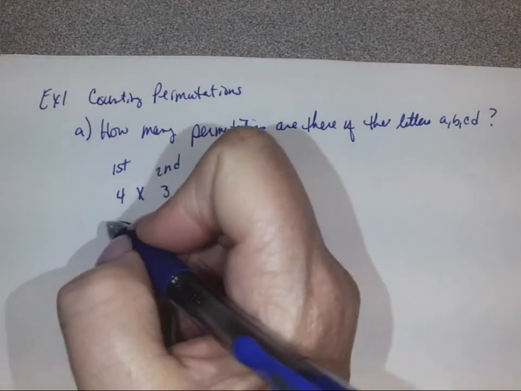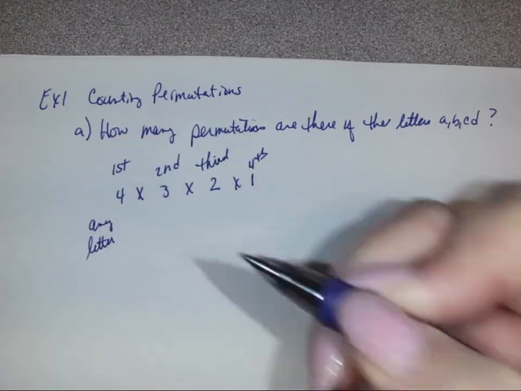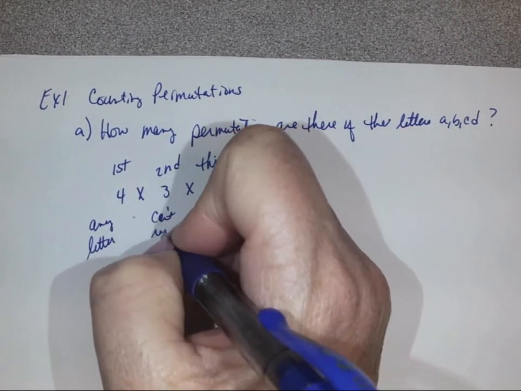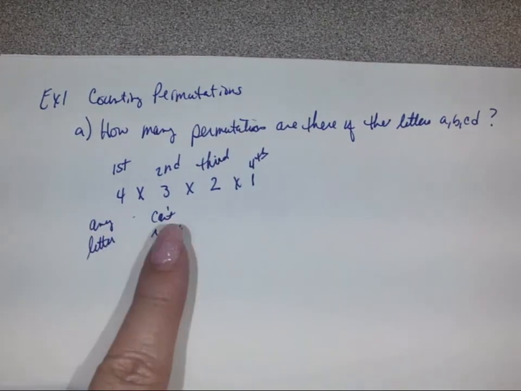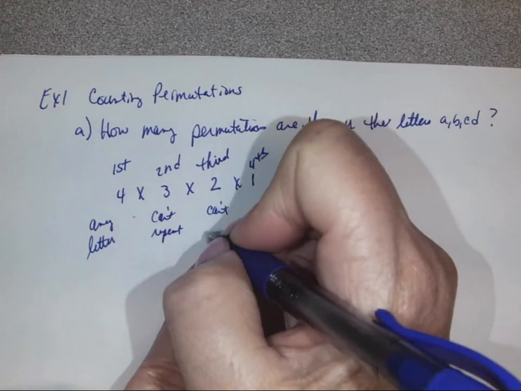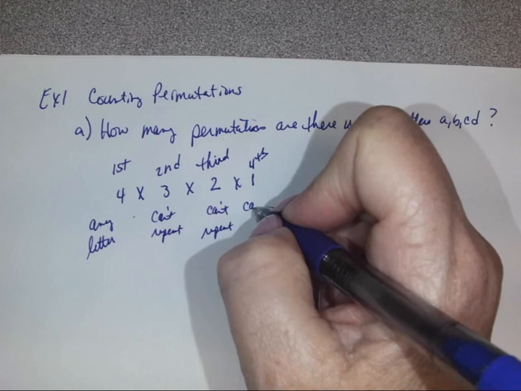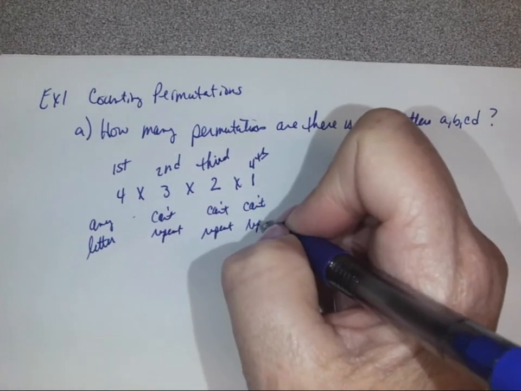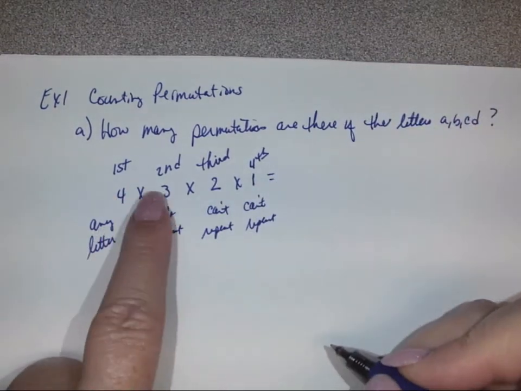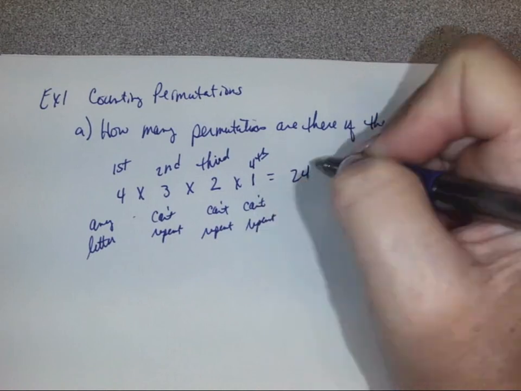So let's replay what's going on here. This could be any letter. This one can't repeat. Once I draw that letter, I can't repeat it, so it's down by 1. This one can't repeat as well, and I've already lost 2 of them, and I can't repeat the 4th letter either. So if I multiply, 4 times 3 is 12, times 2 is 24, times 1 stays 24.